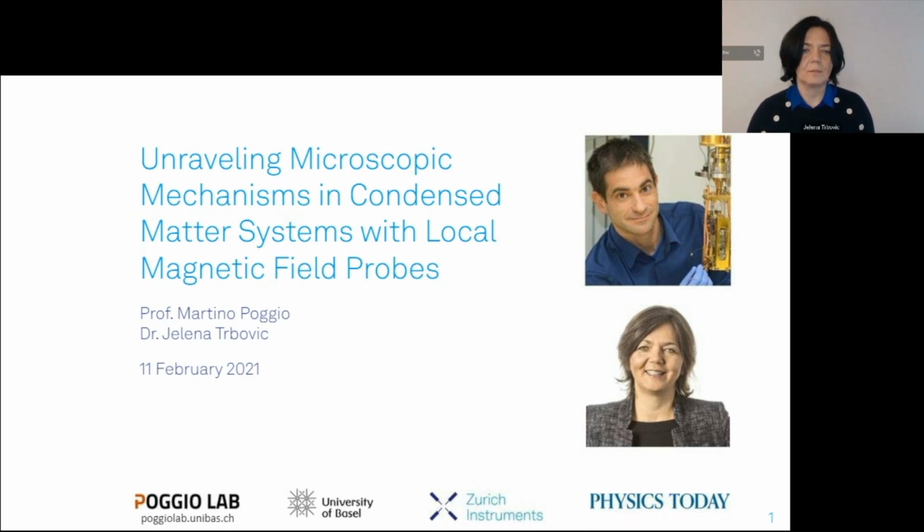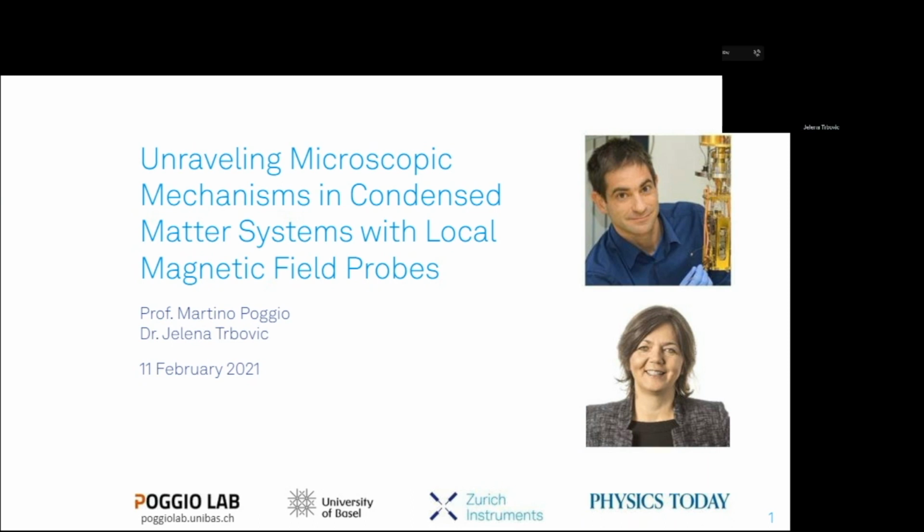So I'm personally excited about today's webinar. I looked in my records and discovered I'd written about this field in 2004 in a story about a feat by Dan Ruger of IBM and his collaborators. They detected a single electron spin in a slab of glass. So it's quite amazing to see how far this field has gone since then. Our speakers are Martino Poggio of the University of Basel and Jelena Trbovic of Zurich Instruments. So please start, Martino.